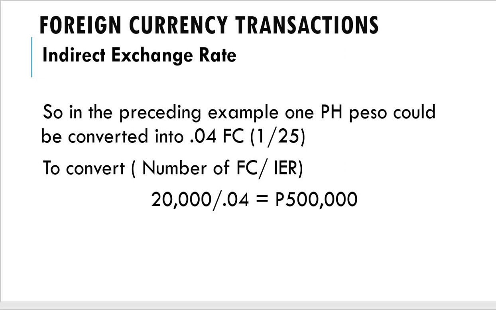Okay, so if indirect exchange rate yung given, to translate that into Philippine peso, the number of foreign currency divide the indirect exchange rate. So kanina, pag direct exchange rate yung given to translate it into peso, you have to multiply the number of foreign currency times the direct exchange rate. Pero pag given is indirect exchange rate, you need to divide the number of foreign currency by the indirect exchange rate. Okay, so we do have the same answer, no? That's actually 500,000. Okay.